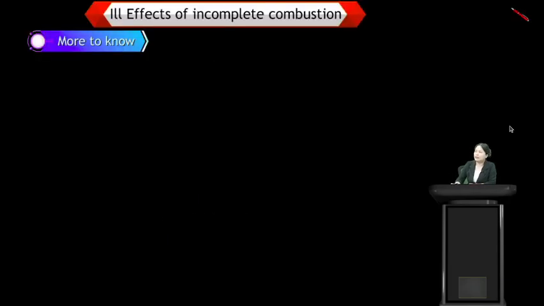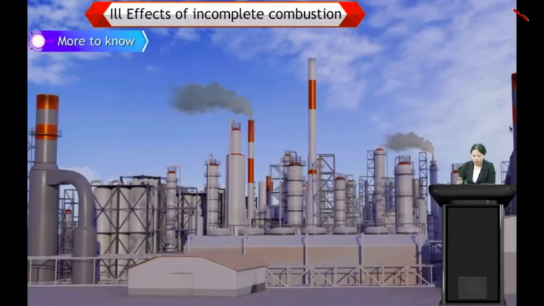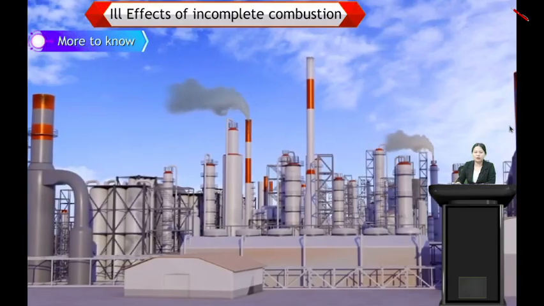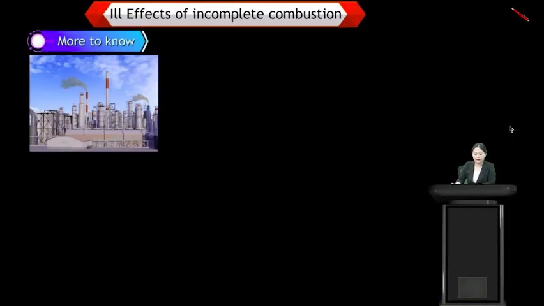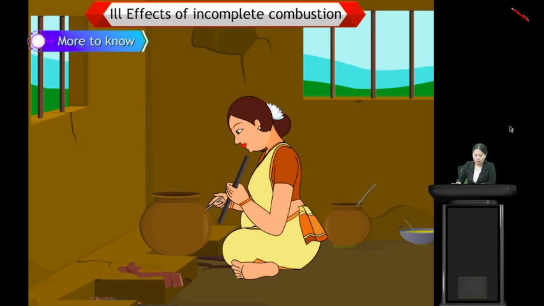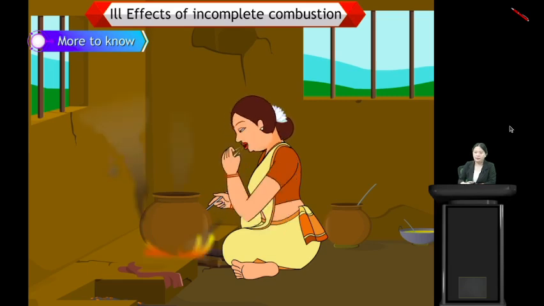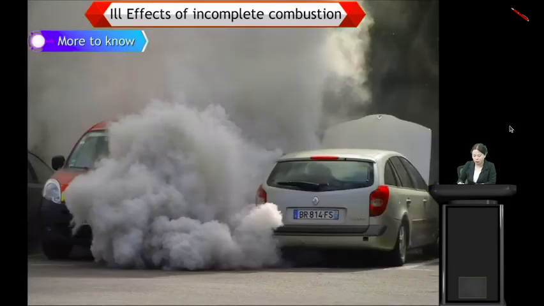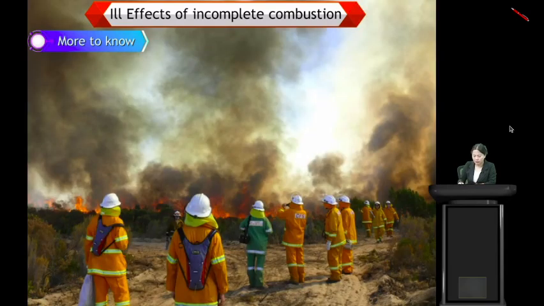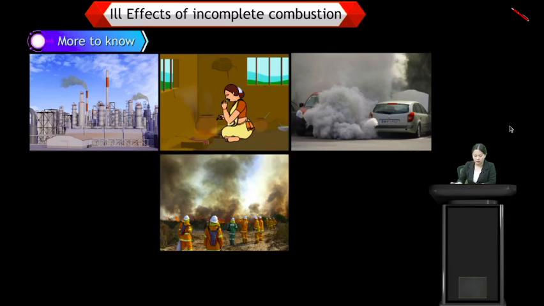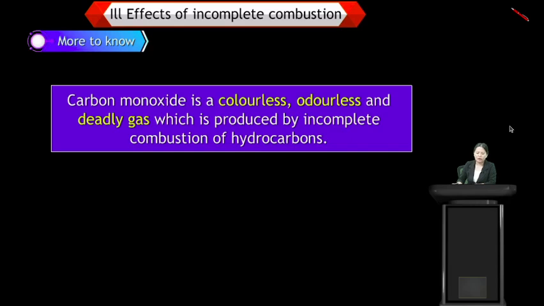Now let us see some ill effects of incomplete combustion. Here we have the fuels used in industries and factories, the fuels we use at home for various purposes like cooking and boiling water, and the fuels used by vehicles to run. And here we see a forest on fire. In all these cases, there is incomplete combustion.